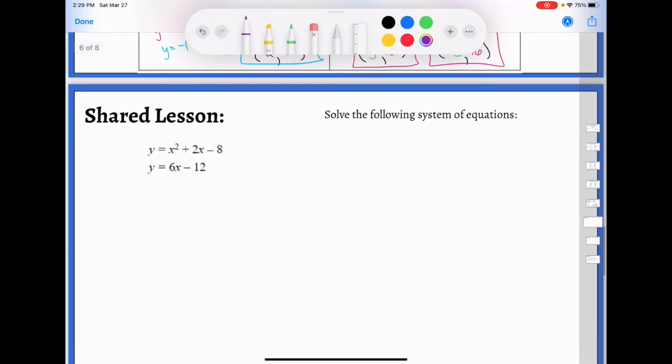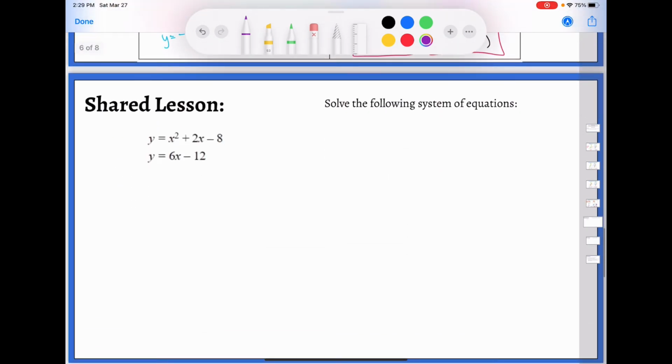All right, so let's take a look at this one. No more review. Now it's just one quadratic and one linear equation. Notice the top one has an x squared. The bottom one has just an x. Again, I see that both are y equals. So however you want to think about it, I'm going to set the two of them equal to each other. I'm going to take that 6x minus 12 and plug it in for the y in the top equation. I'm going to take that x squared plus 2x minus 8, plug it in for the y in the bottom equation, whichever way you want to think about it.